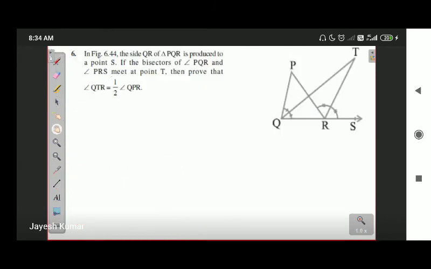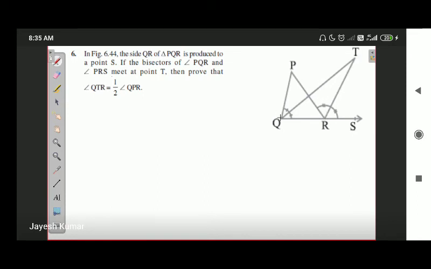Now moving on to the next question. This is the last question of your exercise. In question number 6, a figure is given to you. In this figure, side QR of triangle PQR is produced to S. If the bisectors of angle PQR and angle PRS are given, this QT is the bisector of angle PQR and this RT is the bisector of angle PRS.